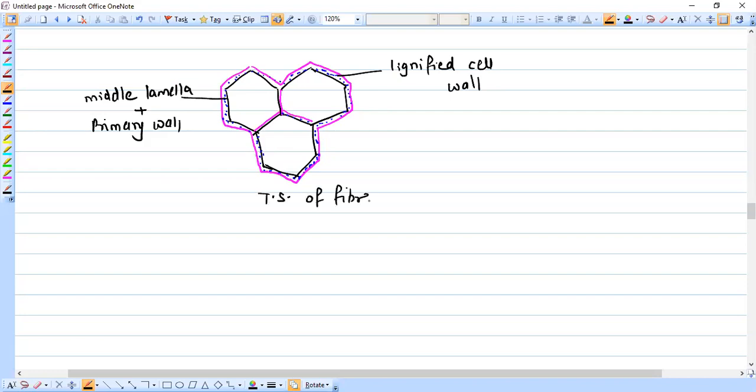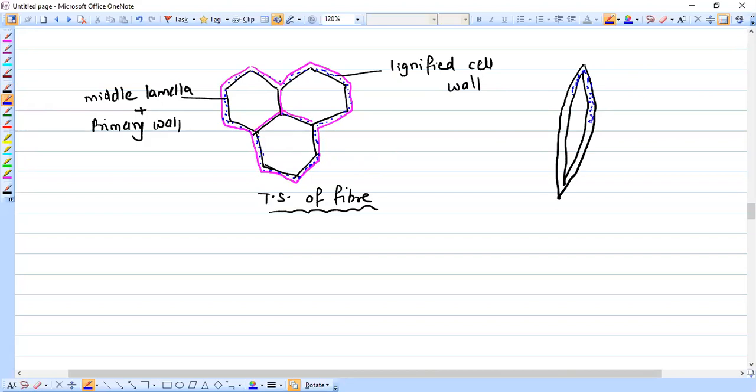Basically in Sclerenchyma you study two things, the fibers and the sclerids. Here we are talking about the TS. Let's look at the LS. When I look at the LS, I can see something like this. It is pointed and tapering at both ends. LS means the longitudinal section and TS means the transverse section. So again, this is the lignified cell wall.